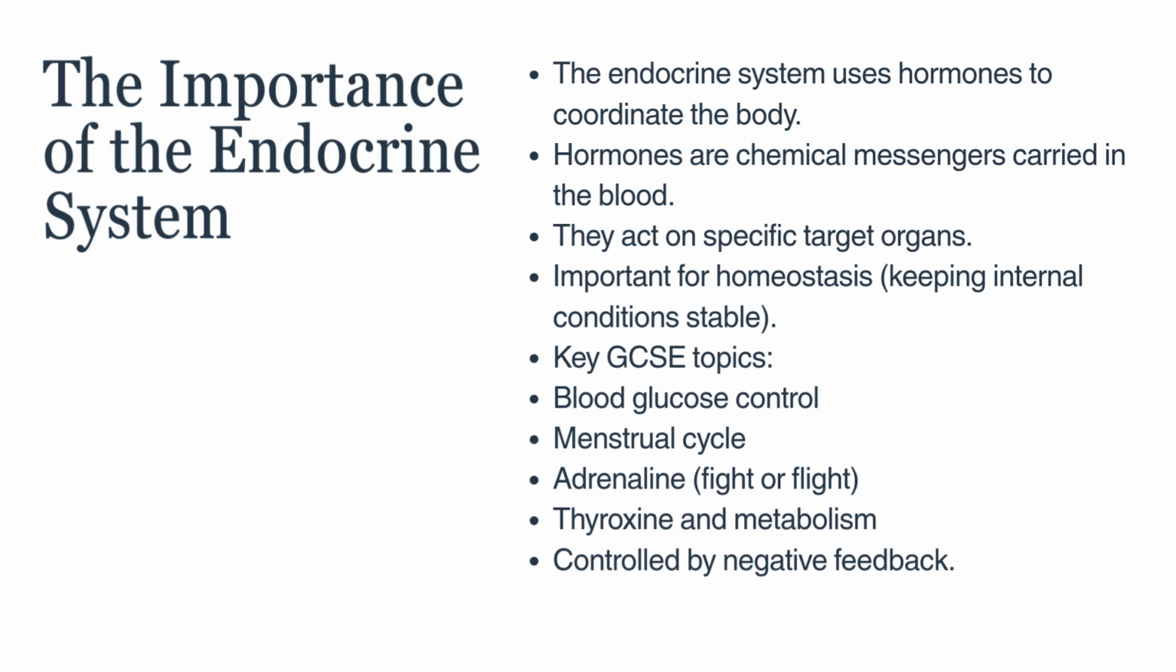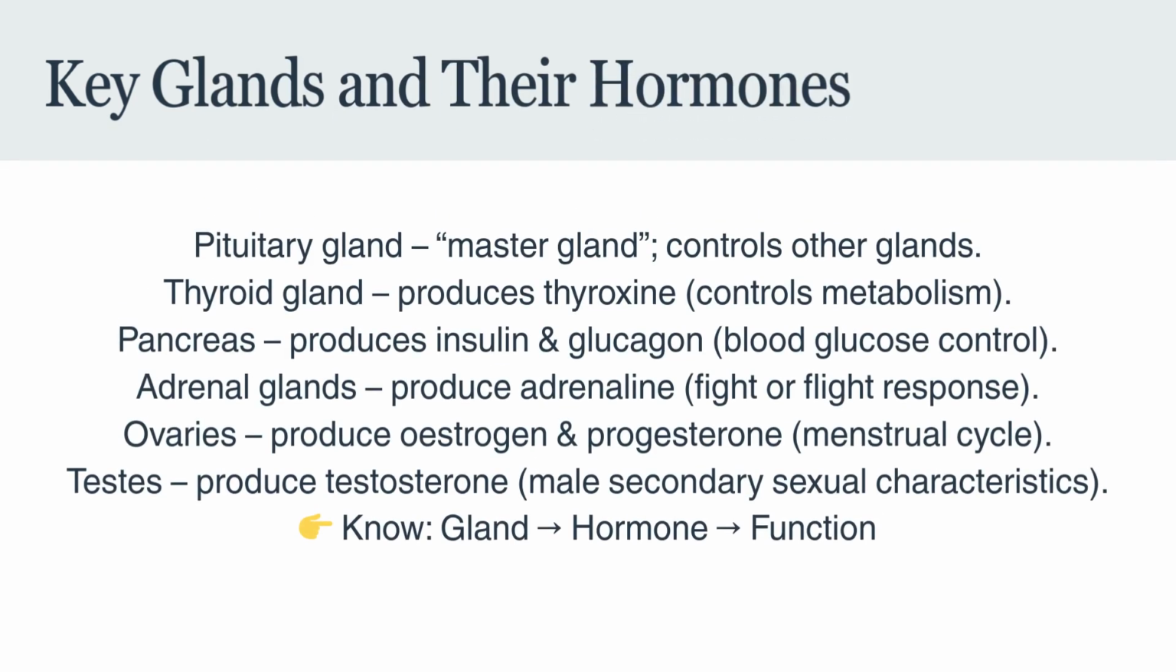So when revising the endocrine system, always think: what gland releases the hormone? What triggers its release? What is its effect? And how does it restore balance? Now those 4 questions basically cover most of the GCSE exam questions. Now let me take you through the key glands you absolutely need to know for GCSEs.